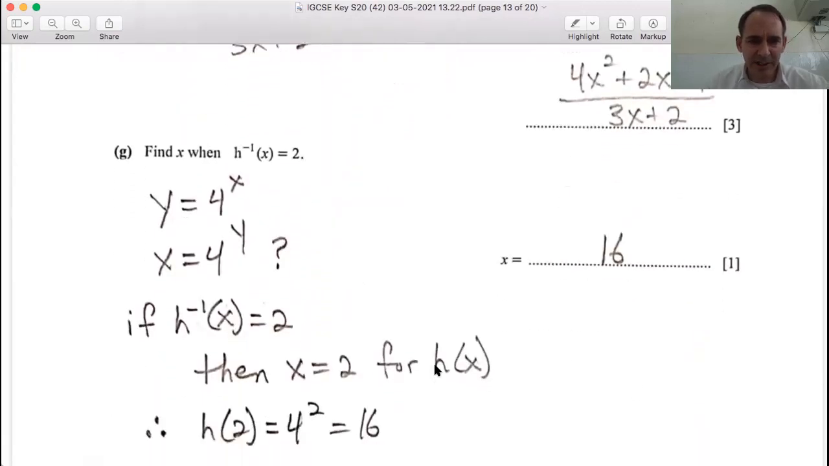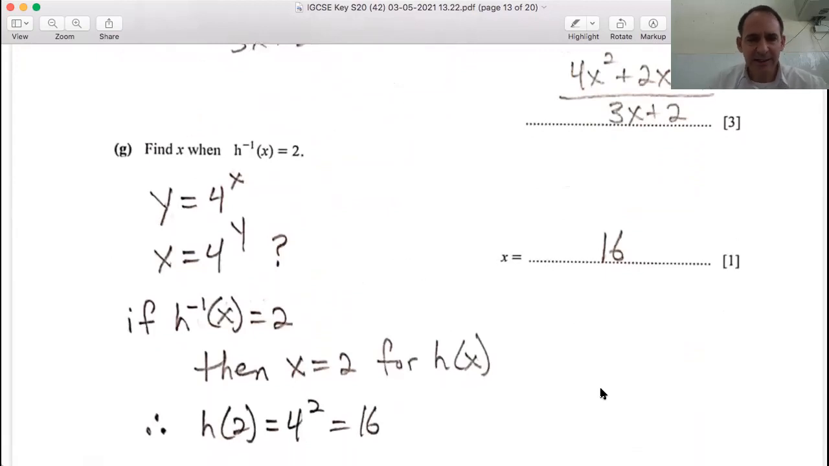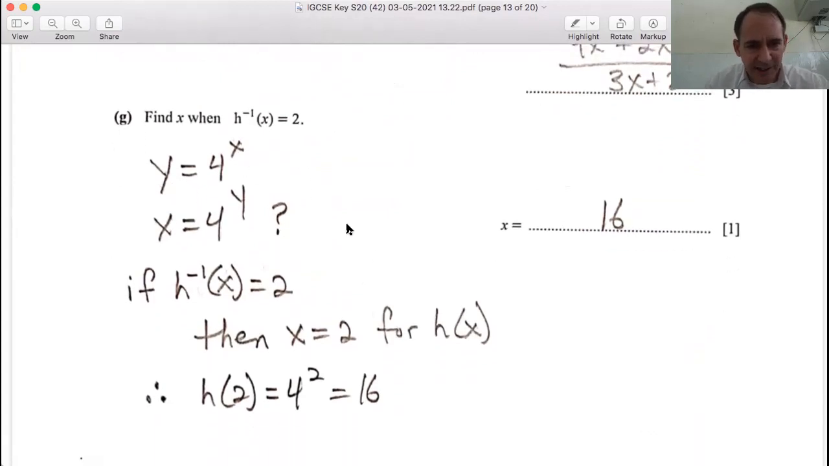And here for letter G, we have this kind of tricky inverse function question. It wants us to find the value of x when the inverse of h of x is 2. Well, you might start off with your h of x equaling 4 to the x power. You switch your x and y, but then when you go to solve for y, you actually can't do that unless you know how to use logarithms. And logarithms are not taught in the IGCSE level, they're taught up in the A level. So I'm going to assume that you don't know how to use logarithms.